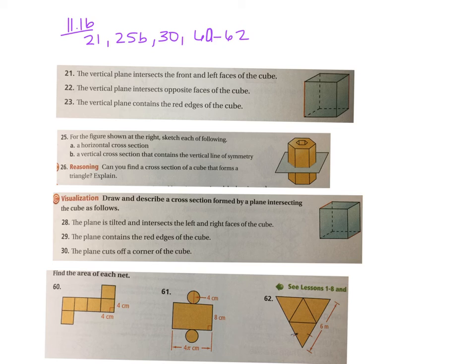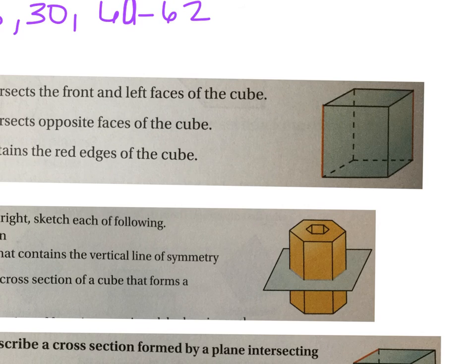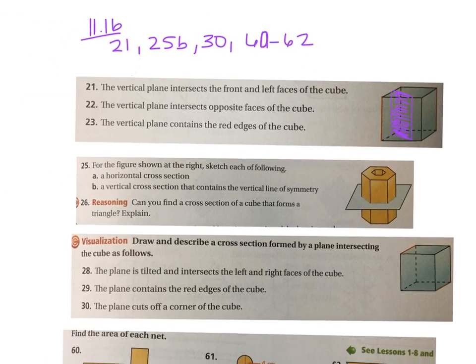Number 21 was the vertical plane intersects the front and left faces of this cube. So if I want to take this cube and go through a vertical plane, you need a vertical line through the front and a vertical line through the left face. I want to go top to bottom on both of those, connect those endpoints, and then your plane will look like that. So that's 21.